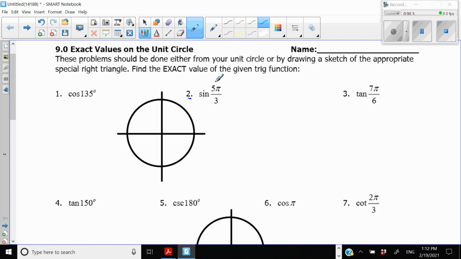First, I need to find the angle. Where is this angle located? You always start from here. Because this angle is positive, I go to the positive direction. If I go half of the circle, I reach this point, which is pi.